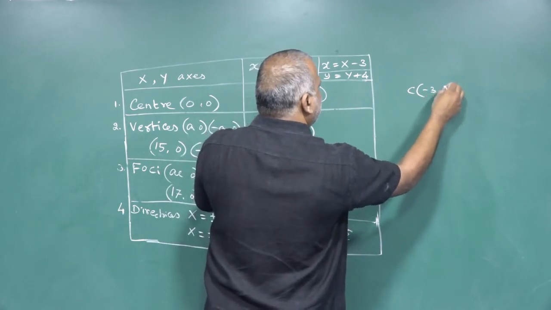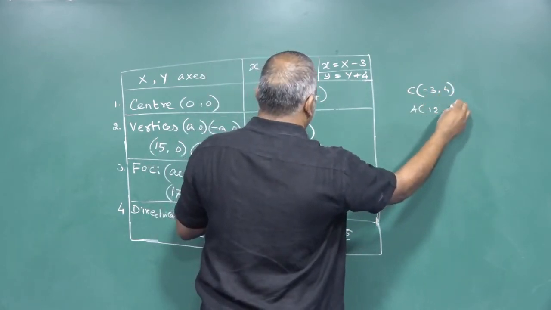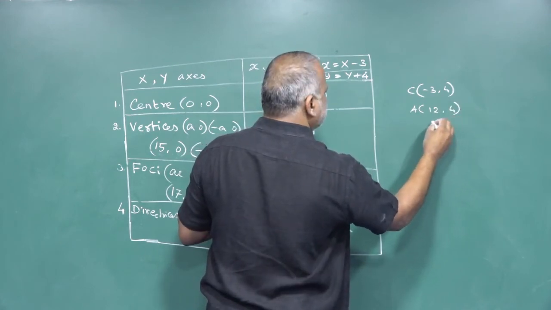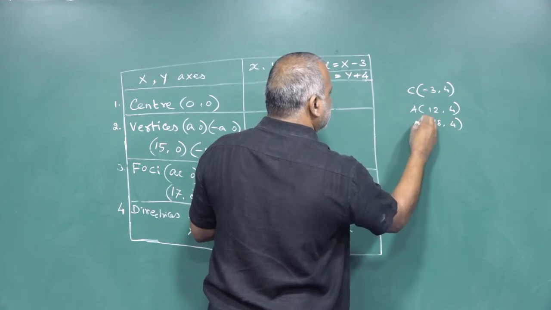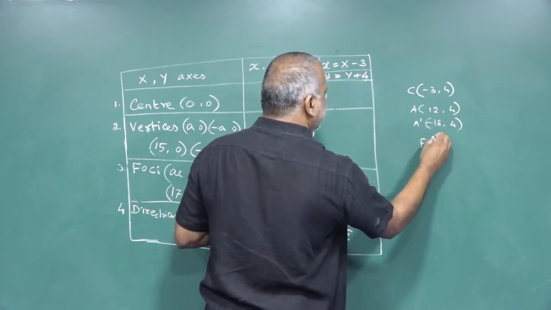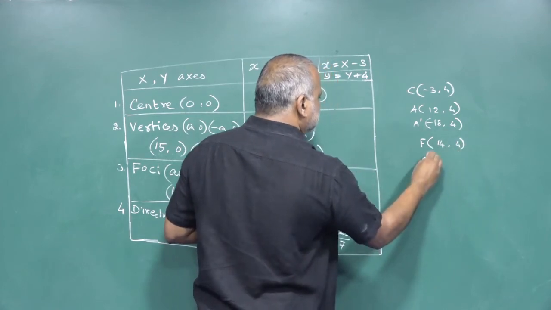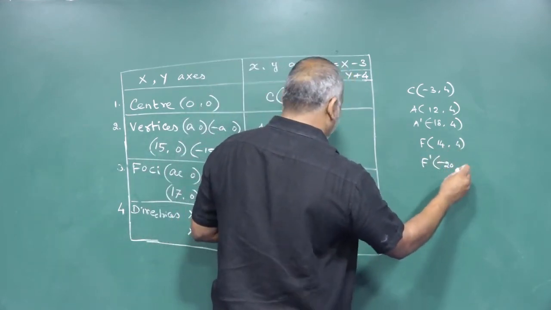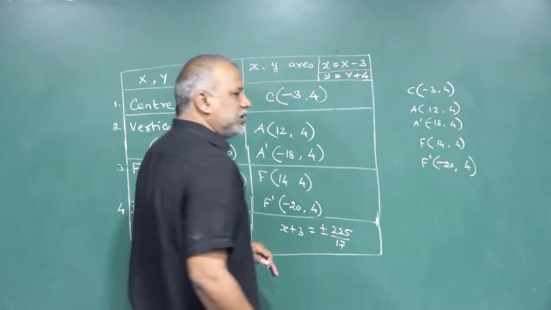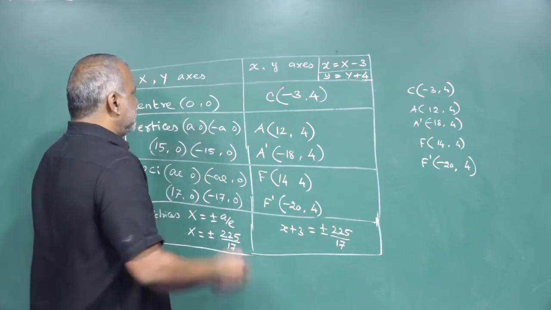Minus 3, 4. Then A, 12, 4. Then A dash, minus 18, 4. Then F means 14, 4. F dash minus 20, 4. So we need the points to plot the diagram. So just take the points.